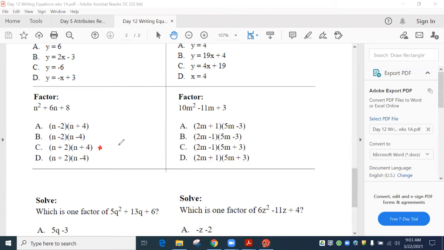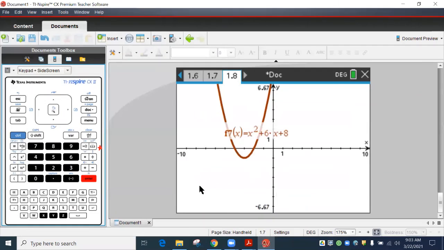Now, that's awesome if we can use that. But here's the big ultimate trick. The way you check and see if your answer's right is we're going to type this into the calculator. If it changes the color of my graph, it's guaranteed to be right. So watch this real quick. I'm going to type in C. I'm going to hit tab, and I'm going to type in parentheses x plus 2, close parentheses, parentheses x plus 4.